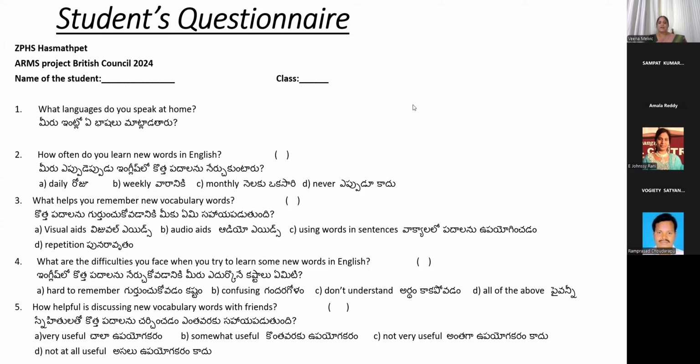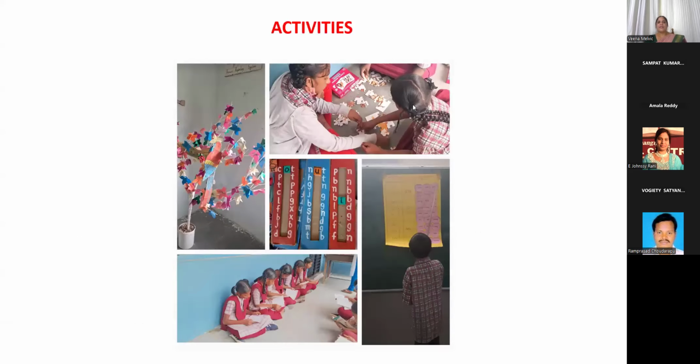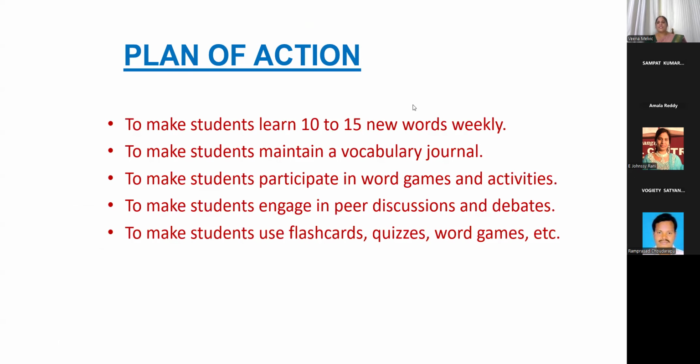They wrote the questionnaire well. After collecting the teachers' questionnaire and students' questionnaire, I made a plan of action. What was my action plan? To make students learn 10 to 15 words weekly. I want to make 10 students learn 10 to 15 words weekly.